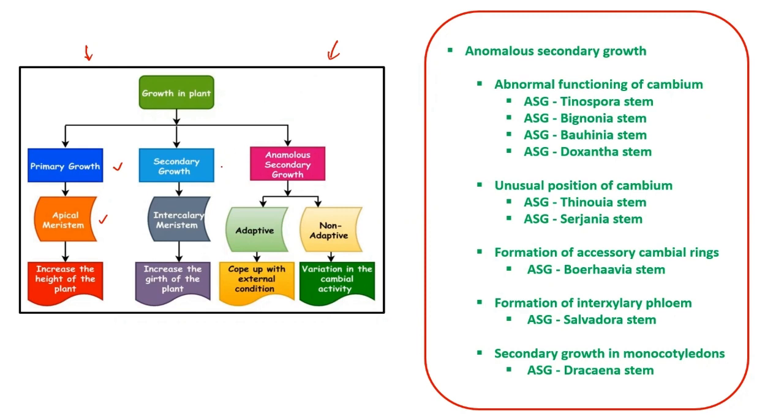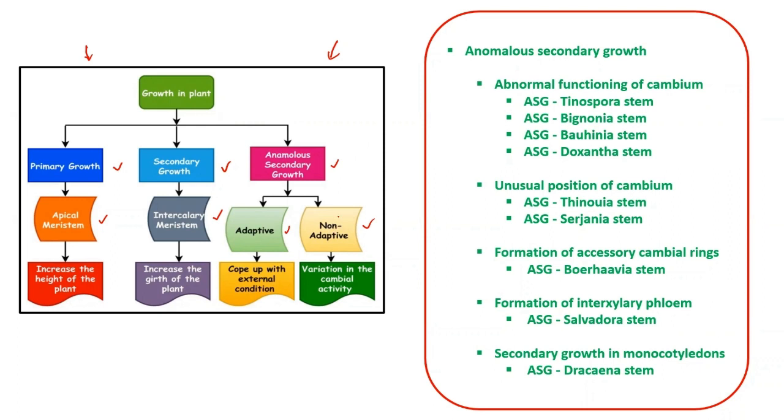Okay, then comes the secondary growth. Now here the meristem involved is the intercalary meristem. It increases the girth of the plant, so the thickness of the plant is increased. This is the outcome of secondary growth. Now we talk about anomalous or the abnormal secondary growth. This can be because of the adaptive nature or the non-adaptive reasons. And the adaptive is to cope up with the external environment.